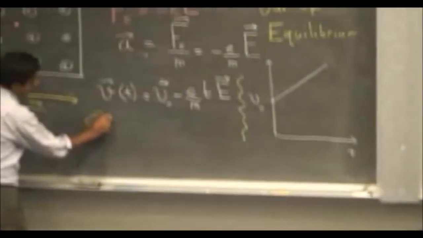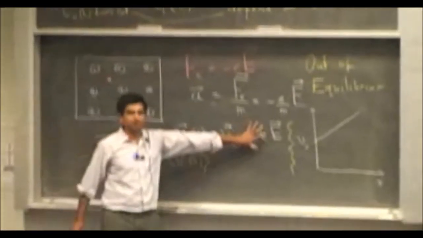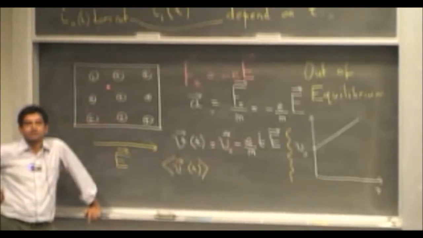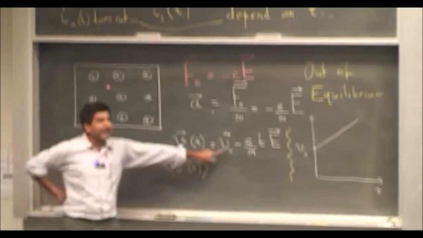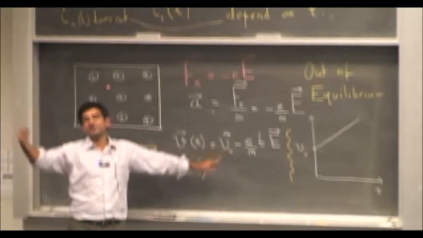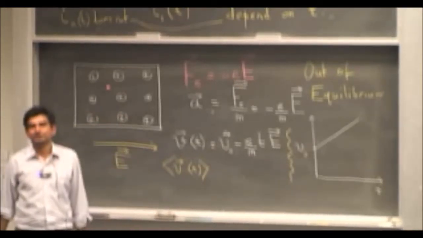Now if I take the average of both sides, if I take this average velocity, if there were no electric field, this term would be zero. What would the average velocity at any time be equal to? It is the average of the initial velocities. So what is the average initial velocity? What is the initial velocity of the electron?